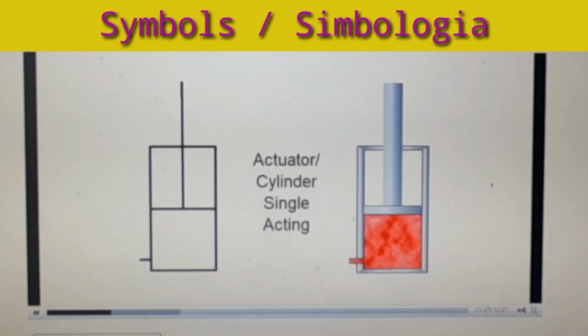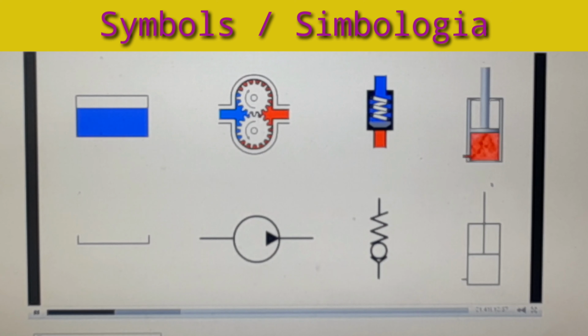The actuator shown in our example circuit is a single acting cylinder. Here are the symbols that represent the components in our basic hydraulic circuit.